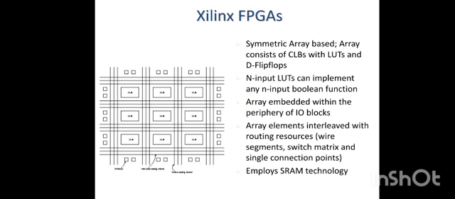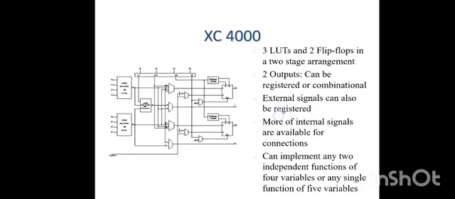First, Xilinx FPGAs. They are symmetrically array based. The array consists of CLBs, that is configurable logic blocks, with LUTs and D flip-flops. An n-input LUT can implement any n-input Boolean function. Array elements are interleaved with routing resources. This is the Xilinx FPGA. Then next is XC4000.